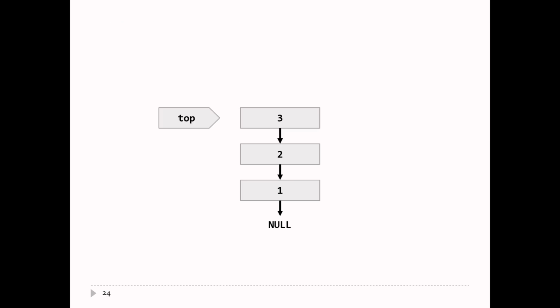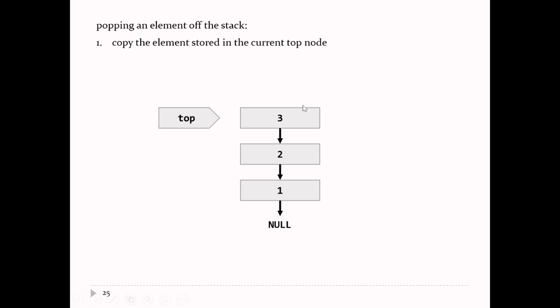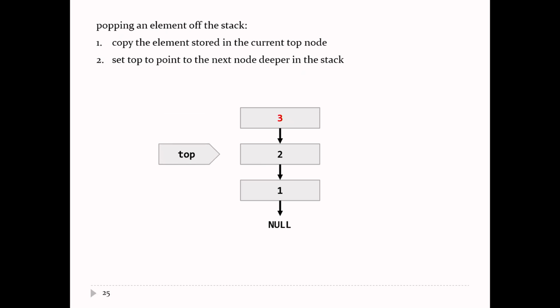Okay, so what does pop look like? Pop is supposed to return the element sitting at the top of the stack, and then it should remove that node. So to pop an element off the stack, I want to remember that the current element is 3. I'm going to set this pointer, top, which is just a pointer to a node, to point to the next element in the sequence. So I'm going to move top to point to that element there.